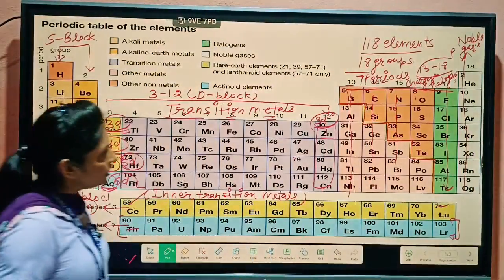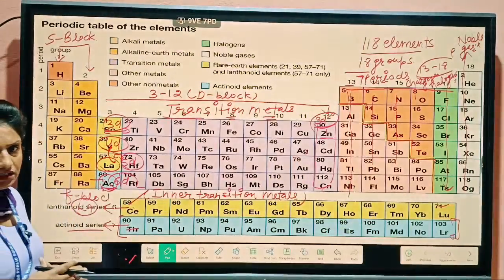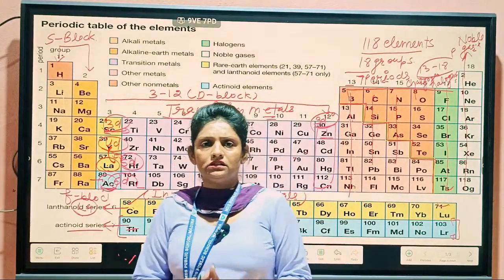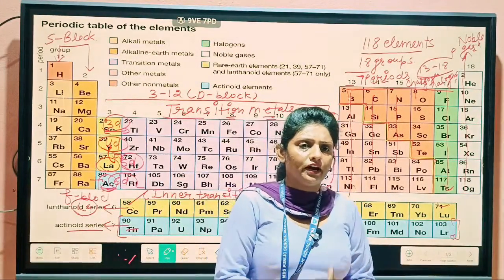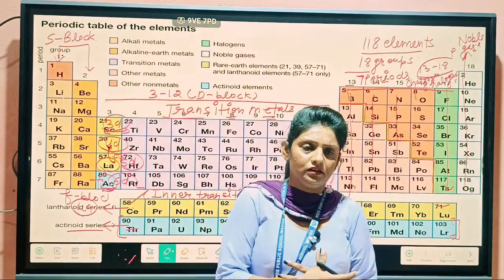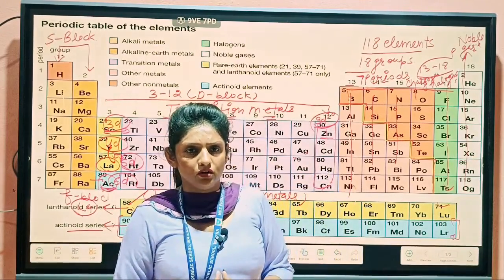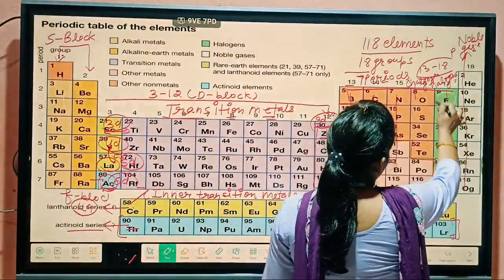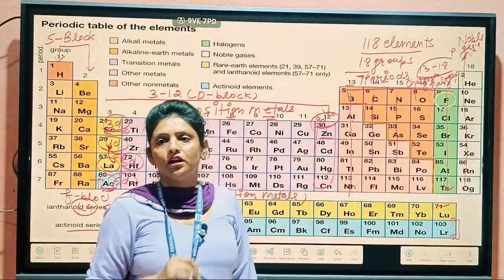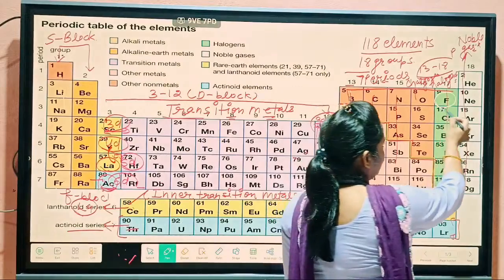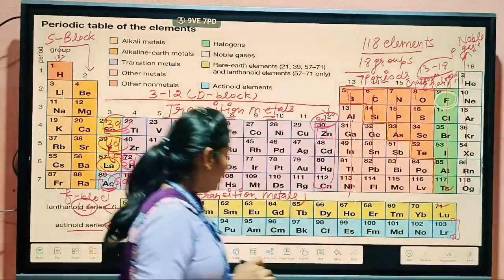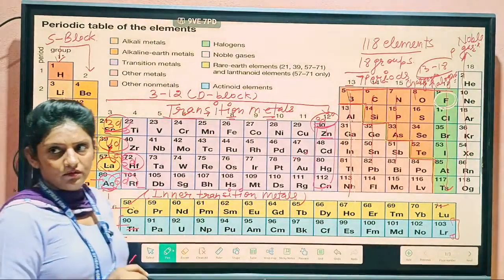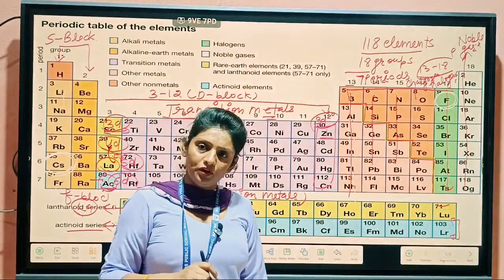Here students, if we discuss the properties like atomic size, ionic and atomic radius, electronegativity, electropositive character, metallic behavior, non-metallic behavior, what will be the trend? Okay, so students, we found that fluorine is the most electronegative element in the periodic table. And here cesium is the most electropositive metal in the periodic table.